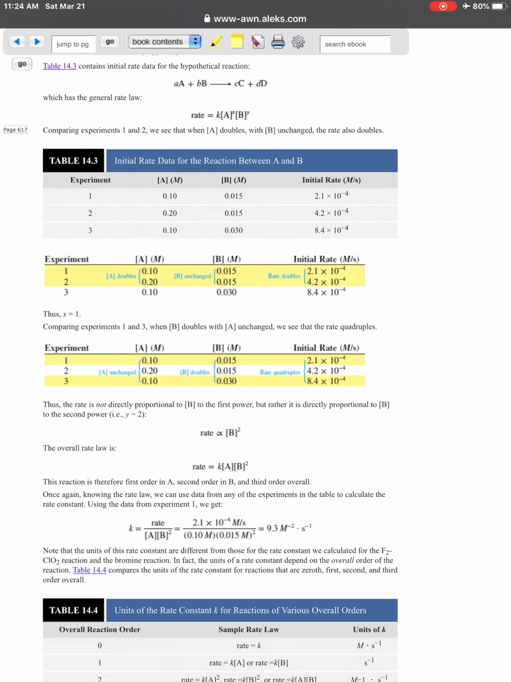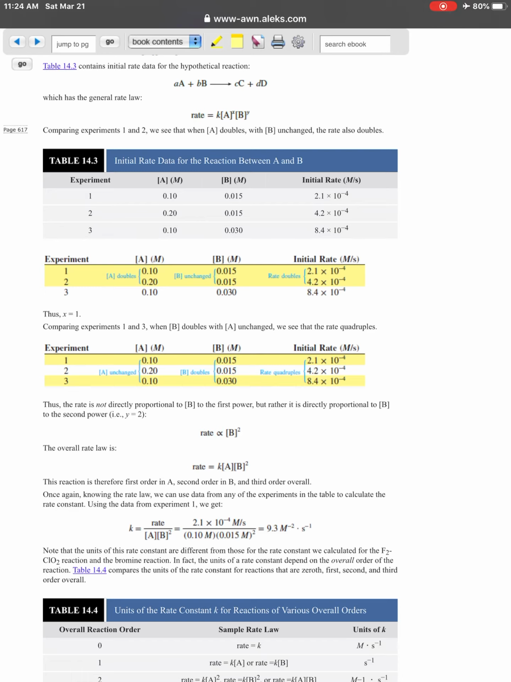So that's very much like the example we just looked at. If you double the concentration, the initial rate doubles. So that means x is equal to 1, just like it did in the previous example. But now if you look at 1 and 3, they're choosing 1 and 3. Remember, the way you choose them is one of the reactants changes concentration, but the other doesn't. So between 1 and 3, A is not changing, but B is doubling.